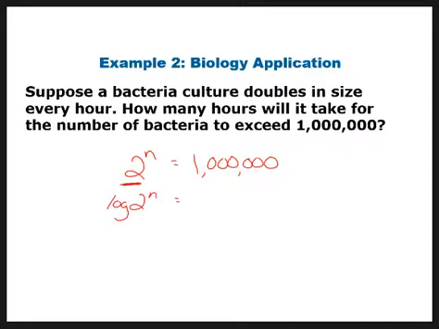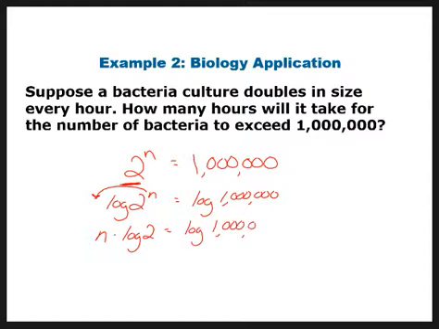Log of 2 to the n equals log of 1 million. Okay, we use our exponent properties, so pull the power out front. So n times the log of 2 equals the log of 1 million. Okay, and from there we just divide by the log of 2. So again, it becomes a calculator problem. N is going to equal whatever log of 1 million is divided by log of 2.